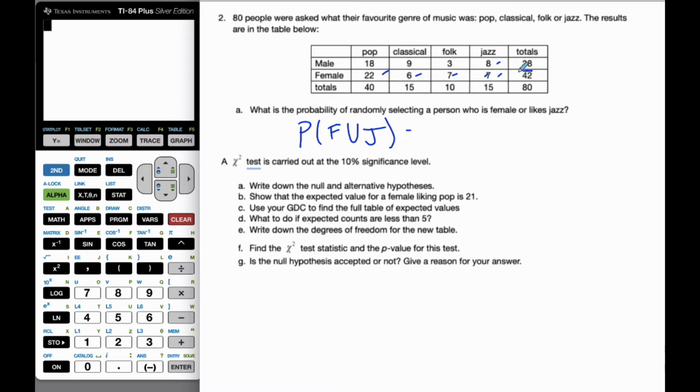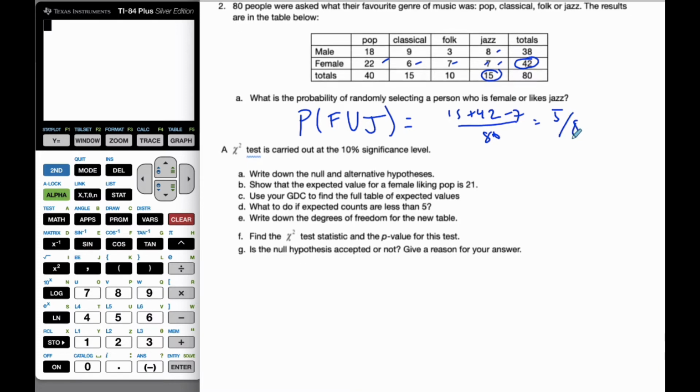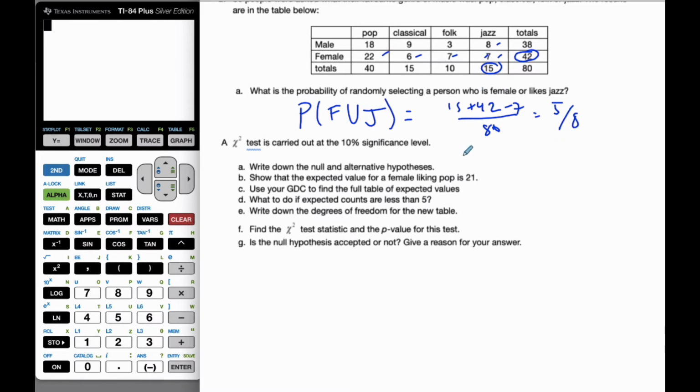And so I could add 42, which is all the females, and 15, but then subtract away the 7 because it was counted twice. So that's going to be 15 plus 42 minus 7 over the total of 80, which is 50 over 80, which ends up being 5 over 8. Okay, just a review of probability.